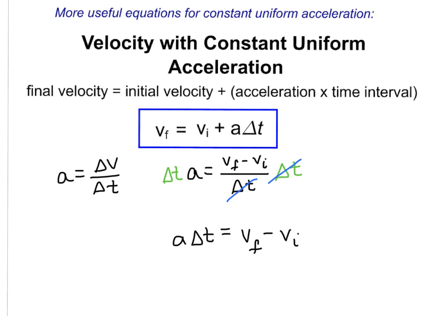Now, in order to isolate that final velocity again, I can simply add initial velocity to both sides. When I rewrite that, I simply get the initial velocity plus acceleration times change in time equals final velocity. That is the same as this equation, just with the two sides reversed and flipped around. So you already have everything you need to know to solve these problems. You're simply rearranging the equations.